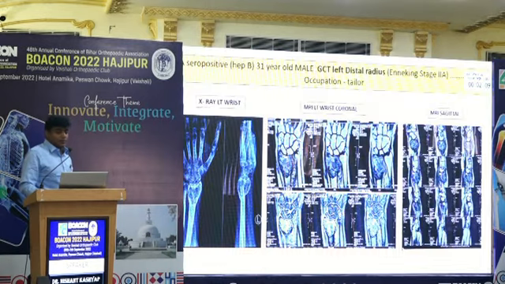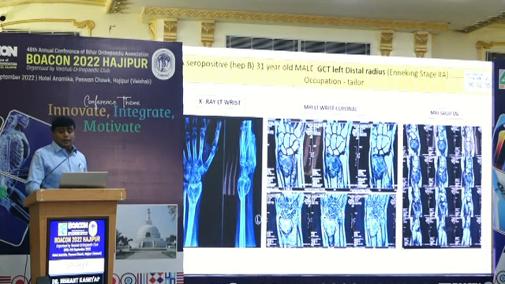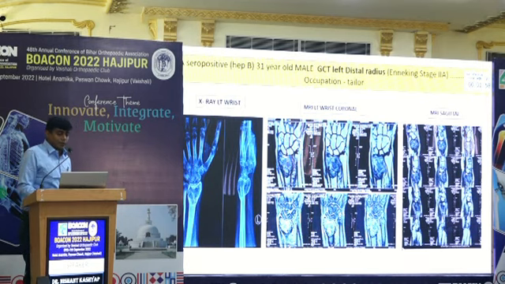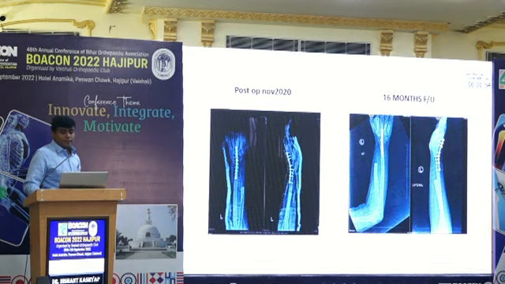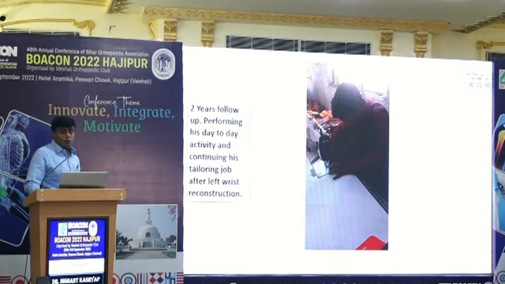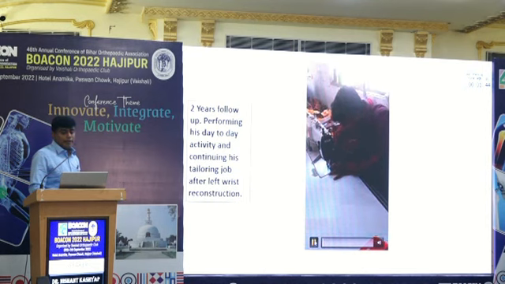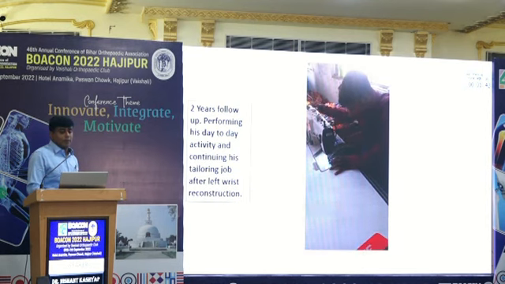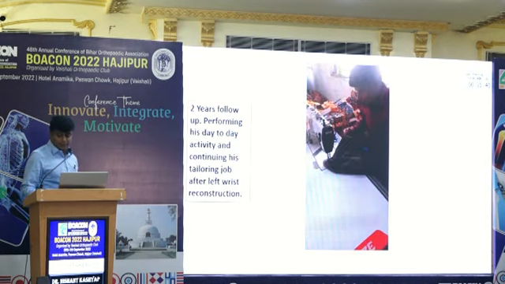Another wrist reconstruction, a seropositive hepatitis B positive 31-year-old male, in stage 2A, giant cell tumor of the left distal radius. By occupation, he was a tailor. This is the X-ray picture and MRI picture. This is the intra-op X-ray picture, and this is the 16-month follow-up. This is a 2-year follow-up, performing his day-to-day activity, continuing his tailoring job after left wrist reconstruction.